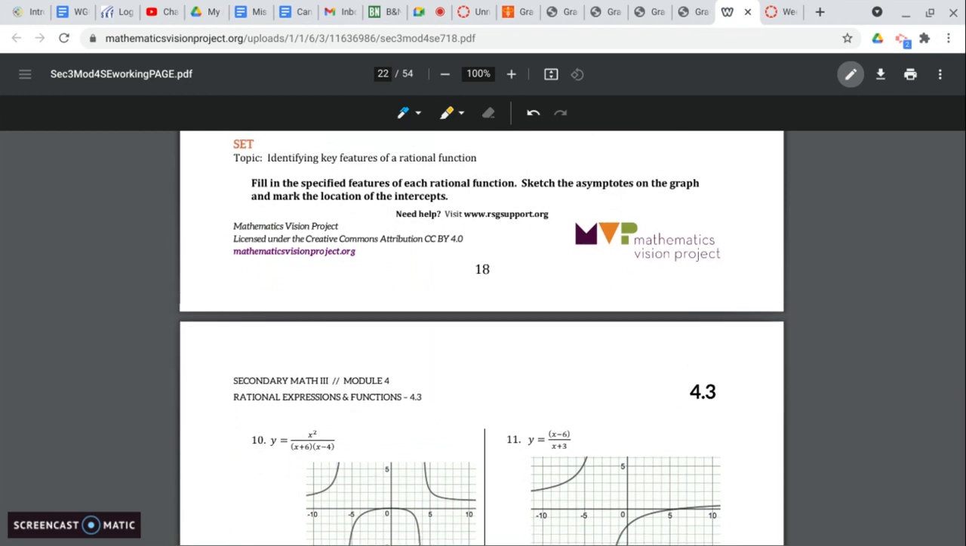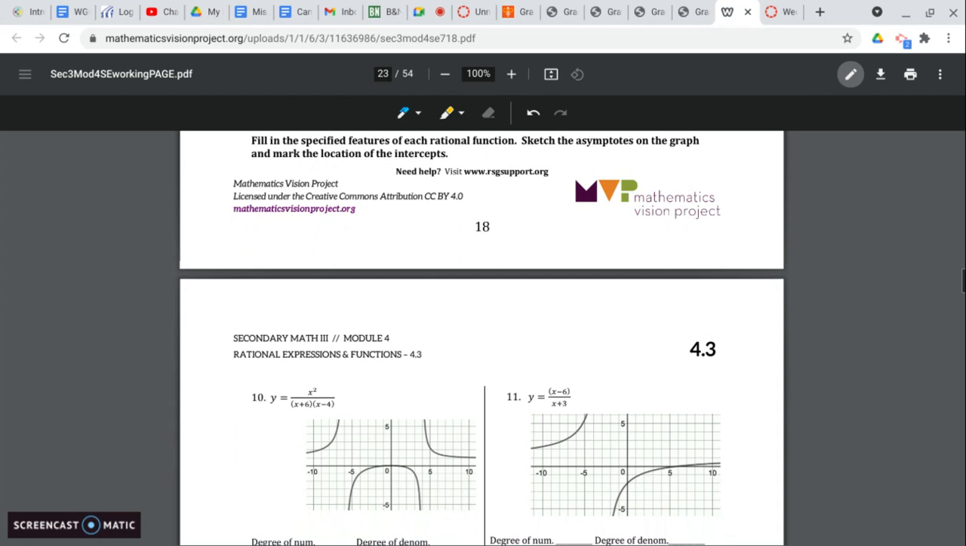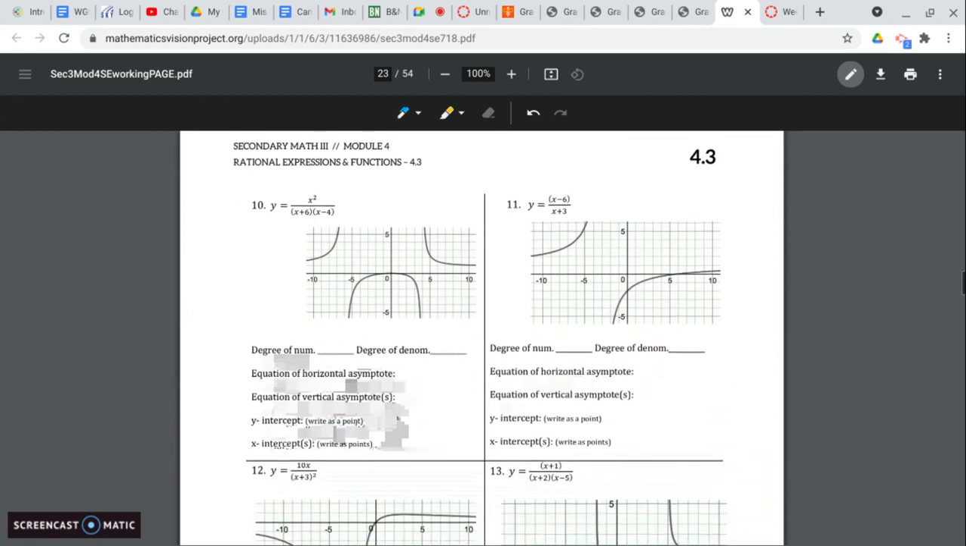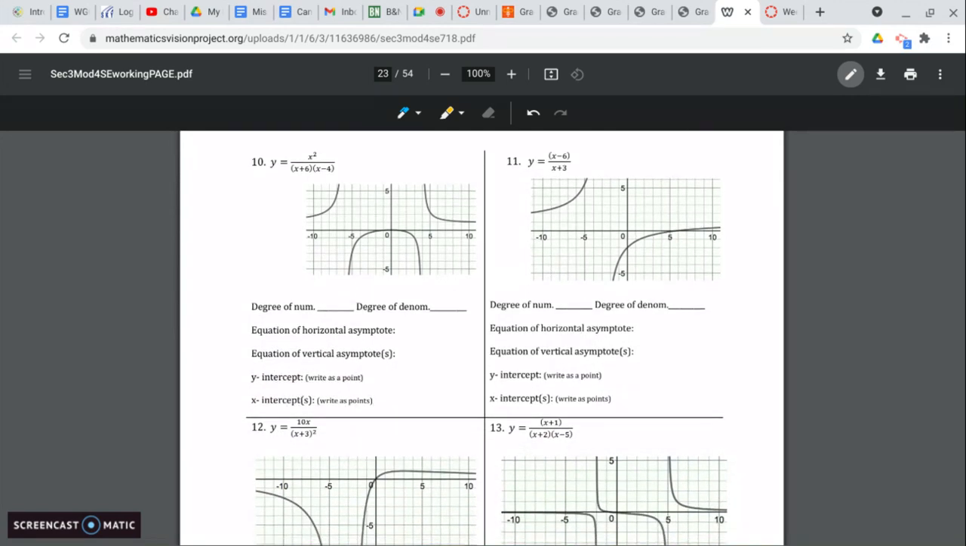All right. For the next section, fill in the specified features of each rational function, sketch the asymptotes on the graph, and mark the location of the intercepts. So for this section, we have y equals x squared over x plus 6 times x minus 4. We've got this graph right here. The degree of the numerator, well, look at the exponent, it's 2. The degree of the denominator, now right off the bat, you might not recognize it, but these things are being multiplied, so that means it would be 2, because we have an x squared in there.